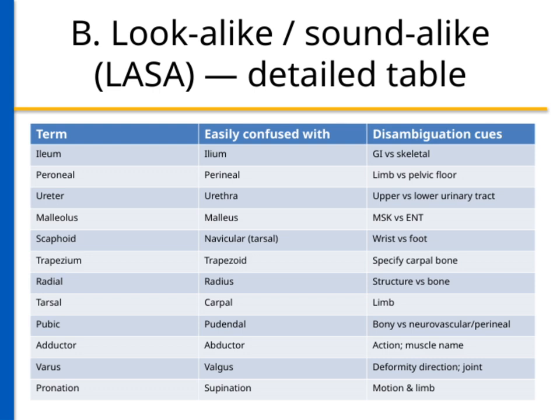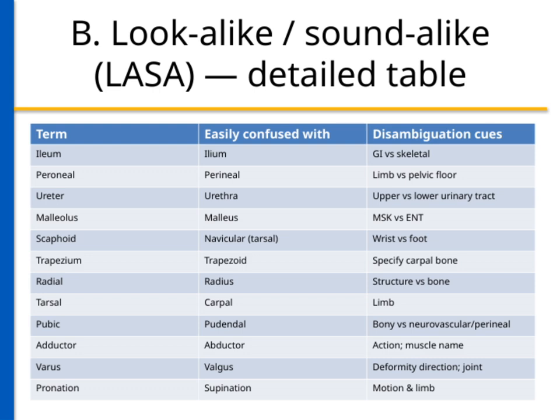The scaphoid is a carpal bone in the wrist, while the navicular is a tarsal bone in the foot. To specify which one, always clarify whether you're talking about the wrist or the foot. Next, trapezium versus trapezoid. Both are carpal bones, but in different locations. Be precise to avoid confusion. Radial versus radius.